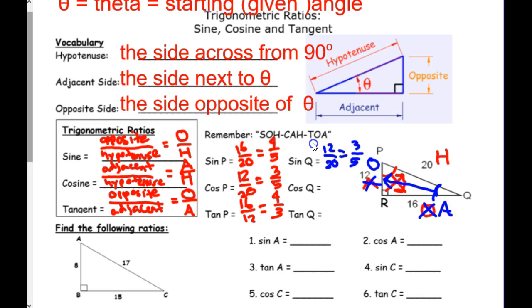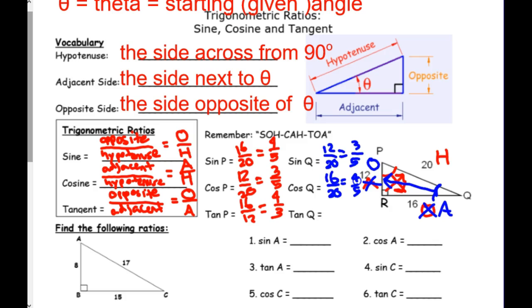Cosine is what over what? Like over here. A over H. So what is A? Right here, 16. H is 20. Yeah, 16 over 20 equals 4 over 5. All right. Anyone else think they could never do this in their lifetime? All right, so you got this.